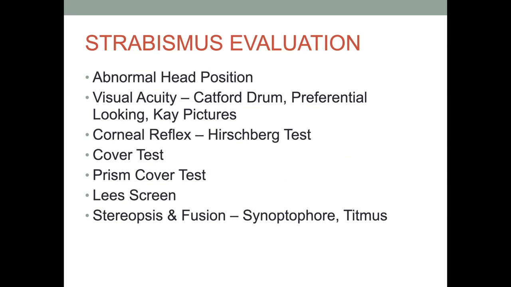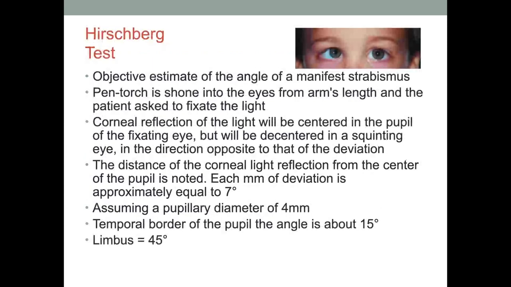They may not be at the age to identify a cat and a dog, but you put an object that's brightly lit in front of them and move it around, and you see them moving the eyes. We look at the corneal reflex, and we call that the Hirschberg test, and we do some other tests as listed here. So let's talk about the Hirschberg test.